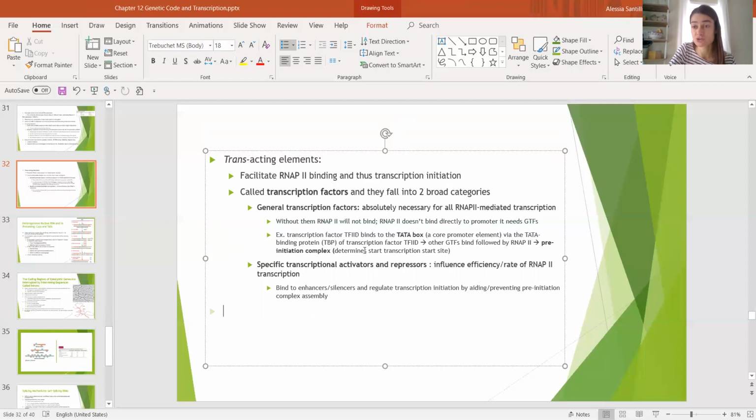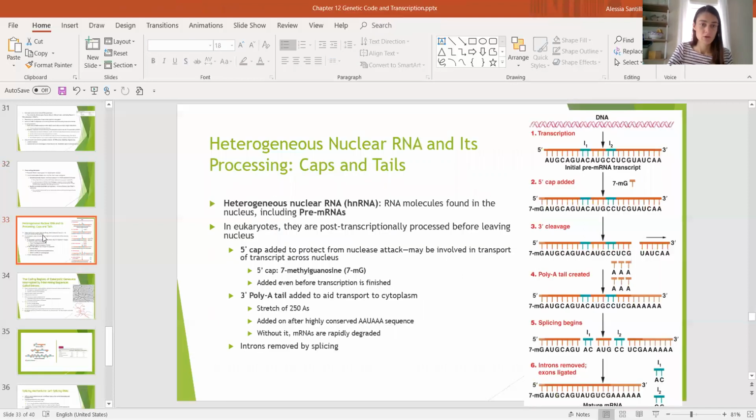They don't directly inhibit or activate transcription, they just affect the rate of transcription. They do so by binding to the enhancers and the silencers. Remember those cis-acting elements. That way they can regulate transcription initiation by aiding, preventing, or making it harder for the pre-initiation complex to assemble.